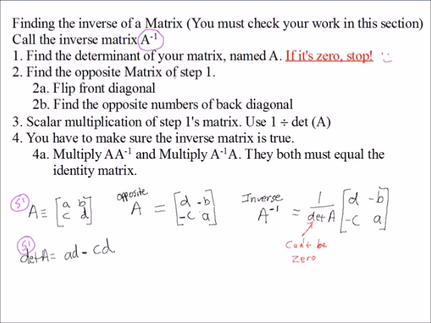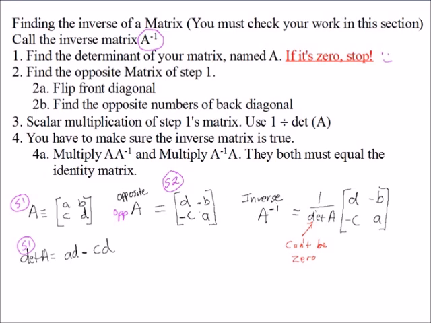Step 2, find the opposite matrix. It's called the adjugate. There's a term that goes with it. For our purposes, we're going to be calling it the opposite matrix. So let's just call this op A. Okay, op A. You're going to take and flip your front diagonal. So instead of A and D, you have D and A. You're going to find the opposite numbers of the back diagonal. So instead of positive B, it's going to be negative B. You're just going to put negatives in front of these numbers. So this is your S2 right here.